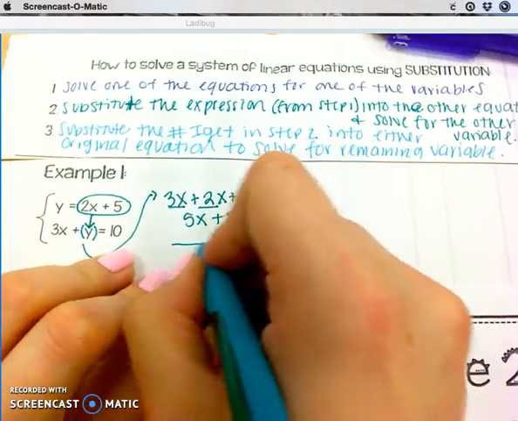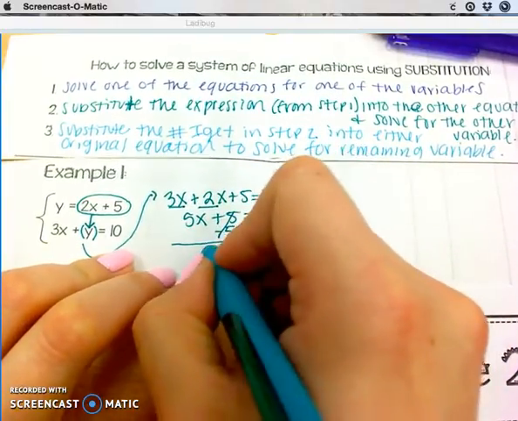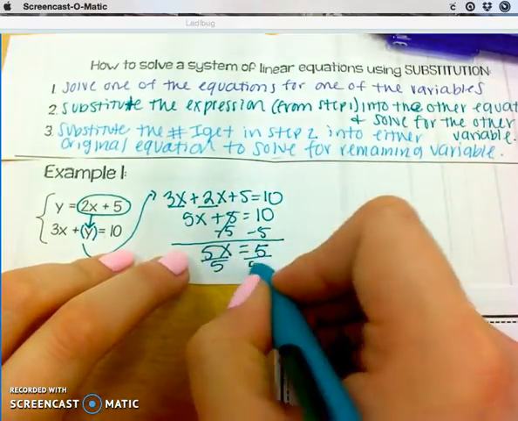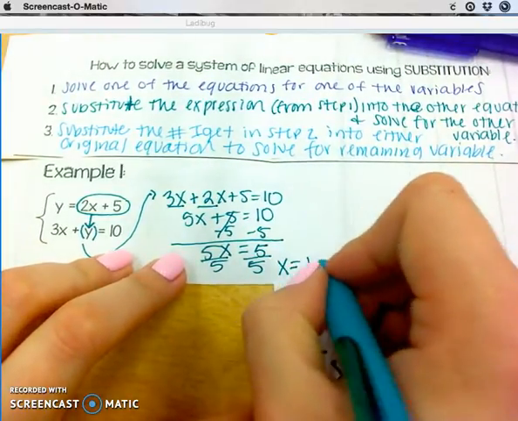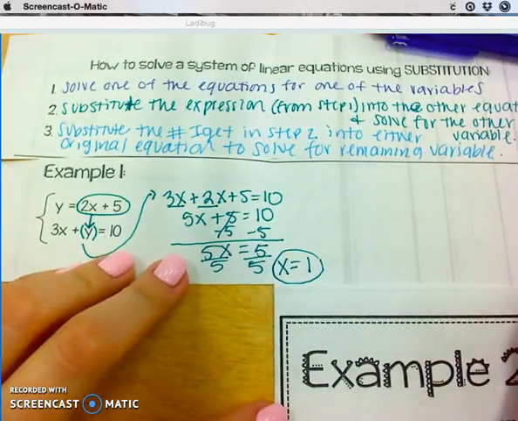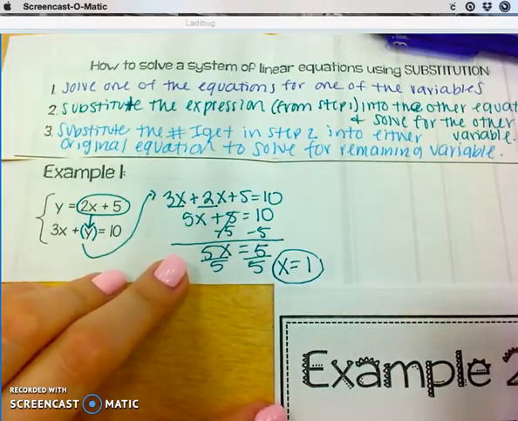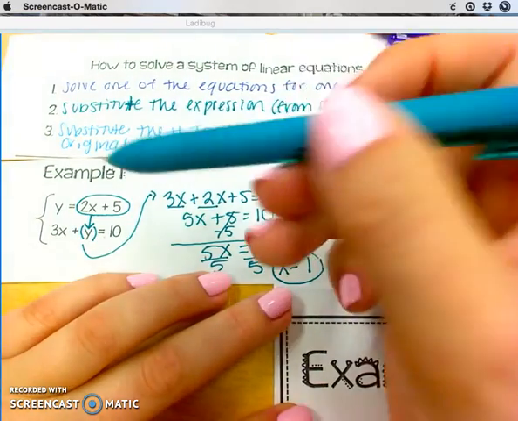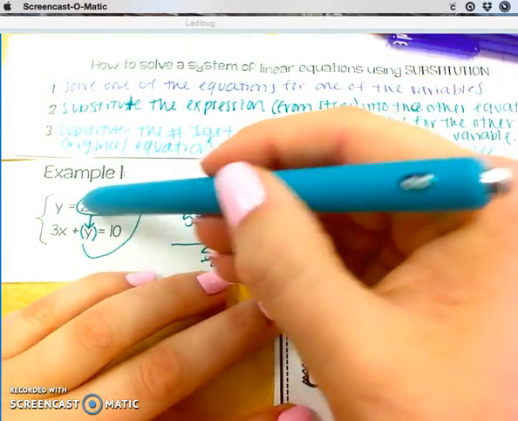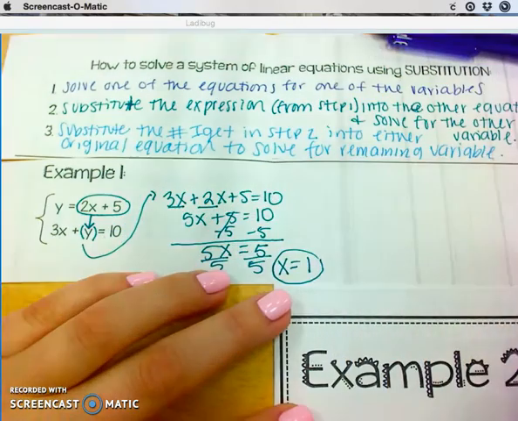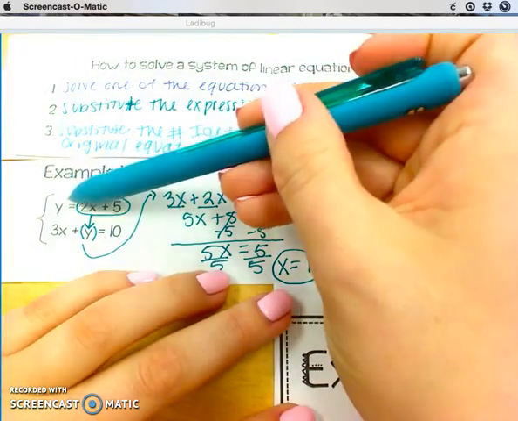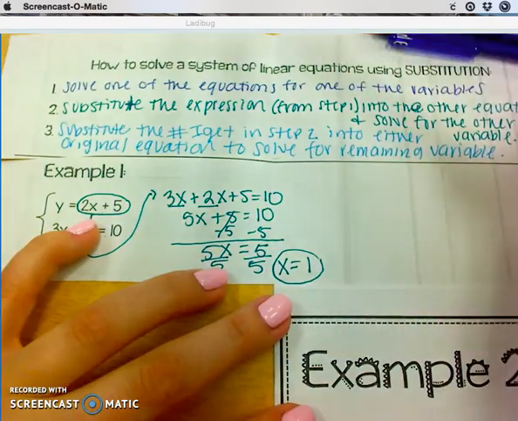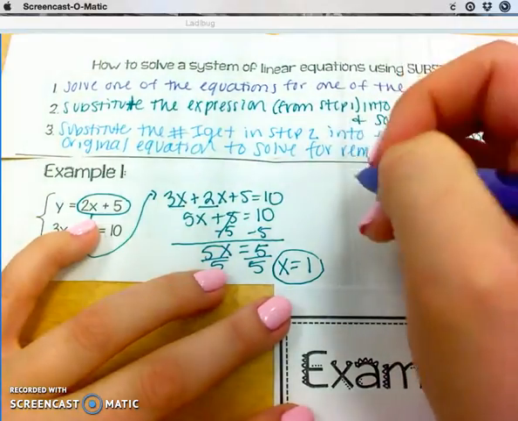Subtract 5 from both sides. 5x equals 5. Divide by 5. X equals 1. That's the x in my ordered pair. But now I'm looking at step 3, take this number and I can plug it into either equation, into this top one or into this bottom one, to solve for y. Since y is already by itself, I'm going to plug it in here, so I just have to do math. I don't have to get anything else by itself.